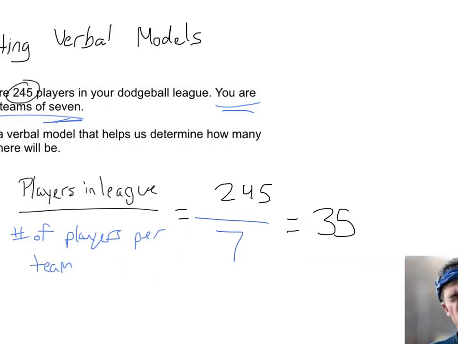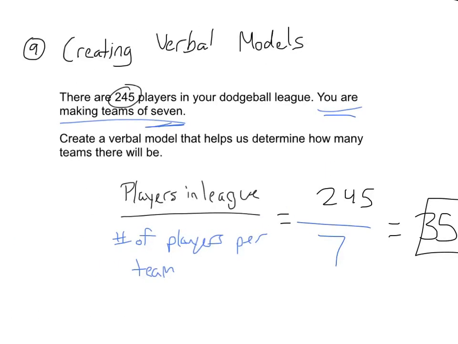And what are we solving for here? Well, the number of teams. So 35 teams. So what we did was we used our verbal model to help us solve a real-world problem, which is kind of what we really want to do with math, because we want this to be relevant and useful. And it is.